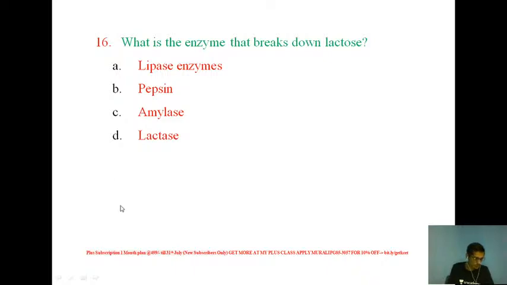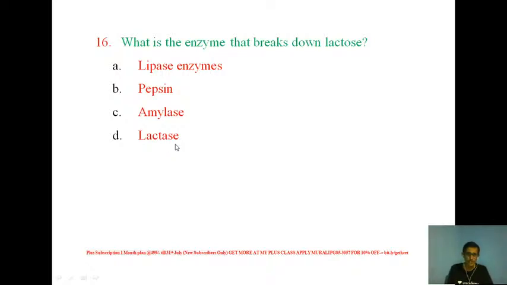Next, 16th question. What is the enzyme that breaks down lactose? Very simple question, you can answer. Lactose is one of the important carbohydrate molecules, and it is converted into its individual units after the action of which enzyme? It is lactase. Lactase will have its action on lactose.